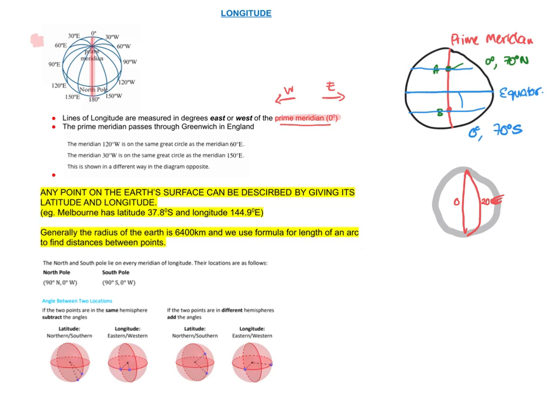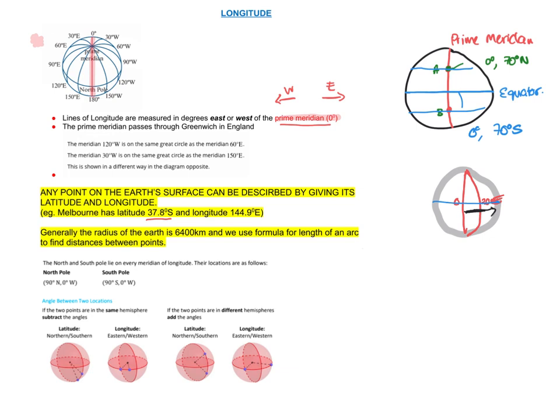All right, so they're going to give you these locations. Any point on the Earth's surface can be described by giving a latitude and a longitude. So here's Melbourne's. Melbourne has a latitude of 37.8 degrees south. So if we're talking about our world over here, we're down south, 37 degrees. We're not too far down from there. And it has a longitude of 144 east. So we've gone out this way to the east.